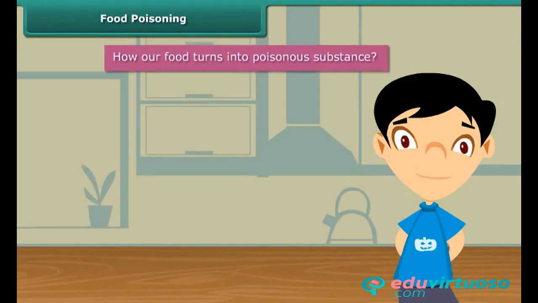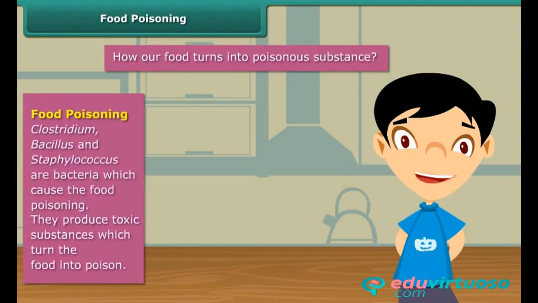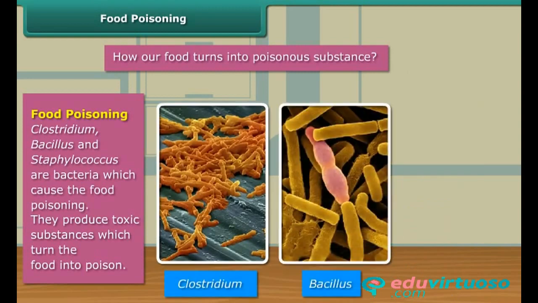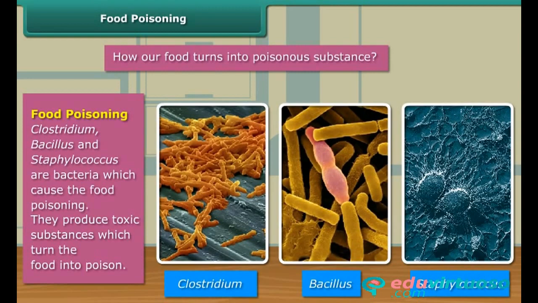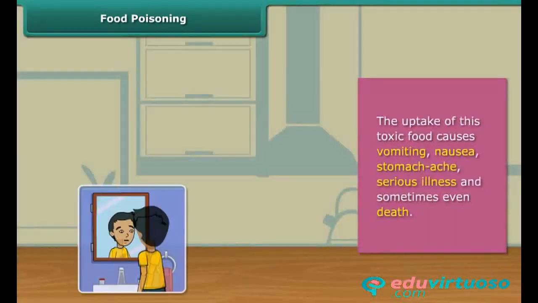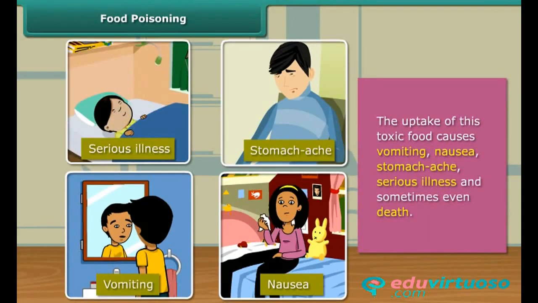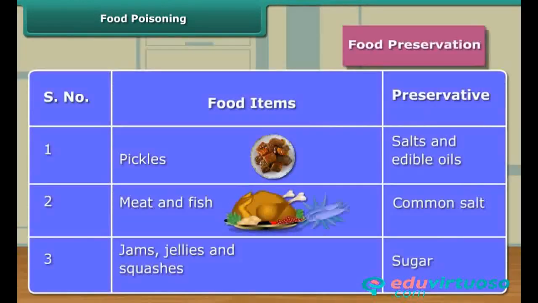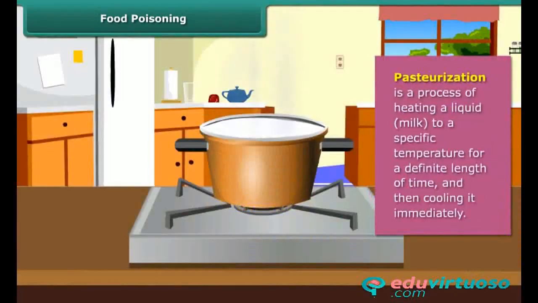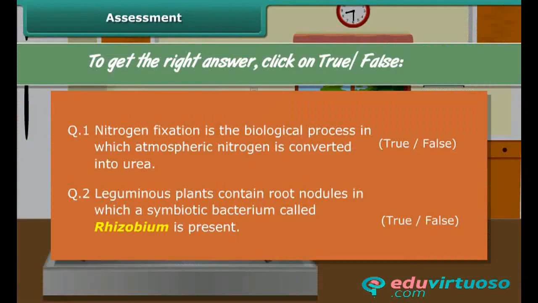Friends, in the summer season, if food is lying in the open for a longer duration, the food turns stale and finally into a poisonous substance. The cause of this is again the same, bacteria. There are some bacteria like Clostridium, Bacillus, and Staphylococcus which cause food poisoning. This food causes harm to us. We can preserve our food by some methods as listed below. We use the pasteurization process to preserve milk. To get the right answer, click on True or False.